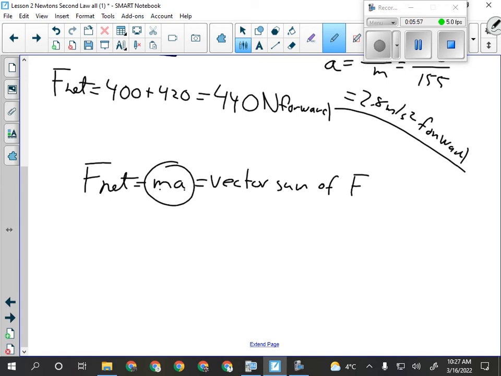There's really only those 2 ways that a Newton's second law question is going to go. You either have mass and acceleration and are looking for forces, or you have forces and you're looking for acceleration. It's one or the other, really.